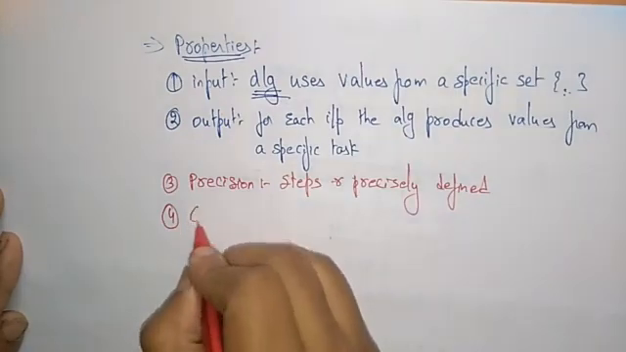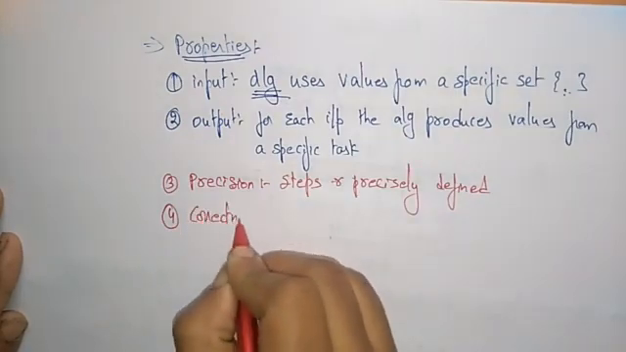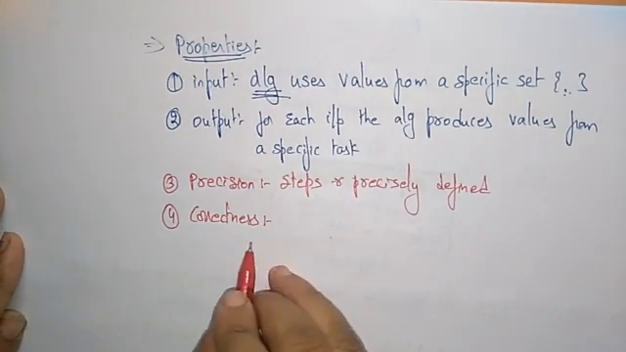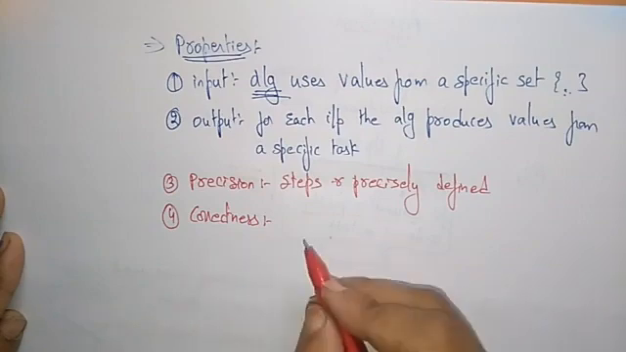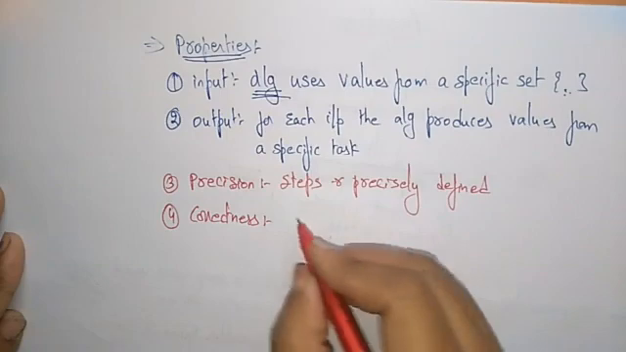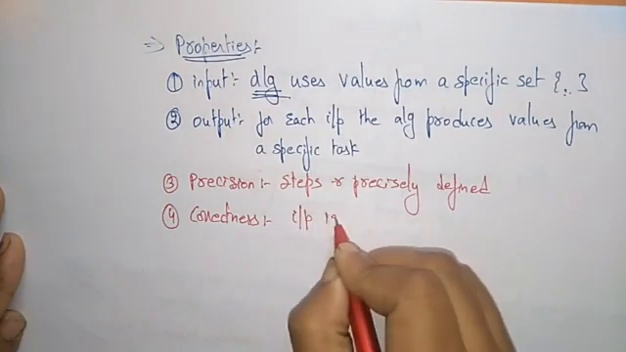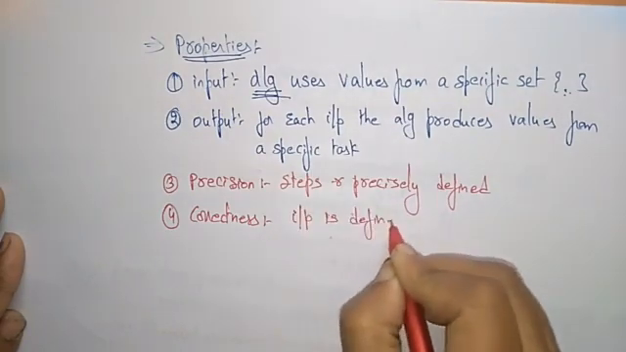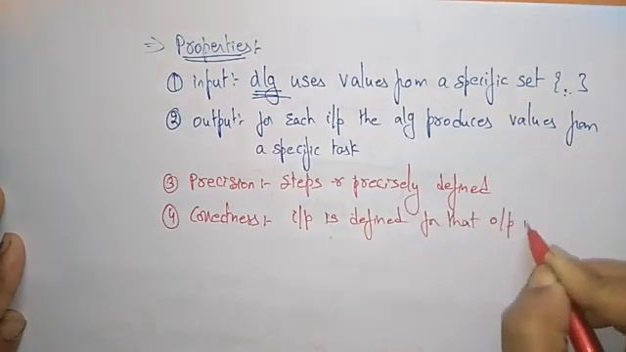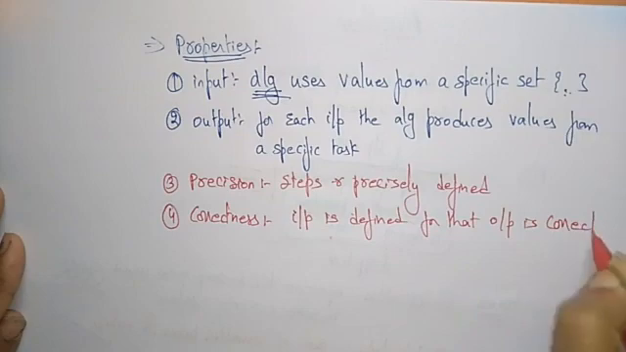Next property, correctness. Okay, so here the algorithm uses the correctness property because here the output is correct for each input as defined by the problem. So whatever the input is defined, for that the output is correct. It will be checked by the algorithm.